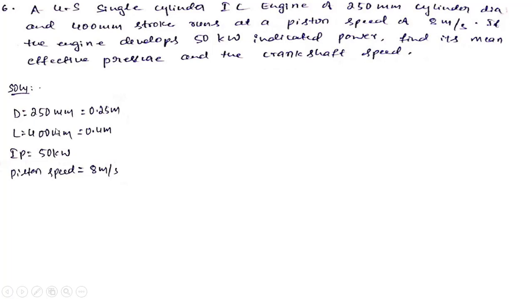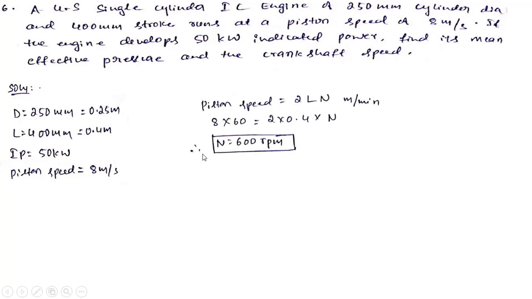So first I will write down the given data in the problem statement. Uppercase letter D, that is bore or cylinder diameter, is given as 250 millimeter or 0.25 meter, and stroke length L is given as 400 millimeter, 0.4 meter. IP of the engine is given as 50 kilowatt. Piston speed is given as 8 meter per second. What you need to calculate is mean effective pressure Pm, as well as crankshaft speed, that is uppercase letter N. We will go one by one.